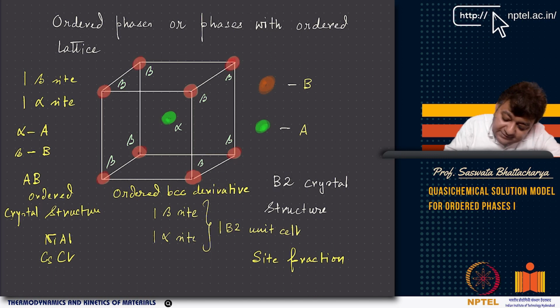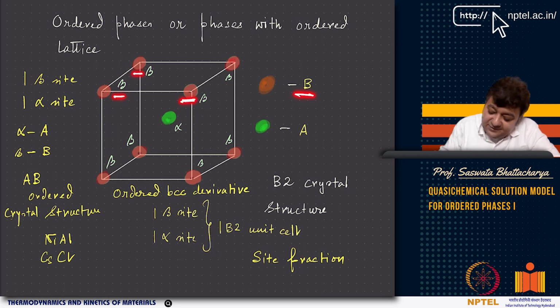One color, the red color that you can see here at the corners, we have labeled as beta, while the green color at the body center, we are labeling as alpha. So as you can see, you have two different sites, an alpha site and a beta site. Now the beta sites are occupied by B atoms, for example, and alpha sites are occupied by A atoms.